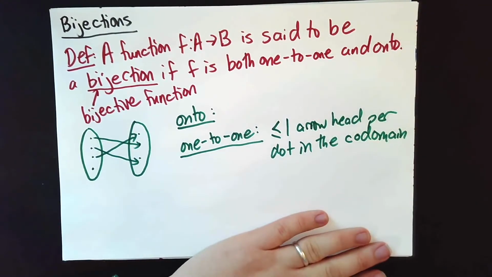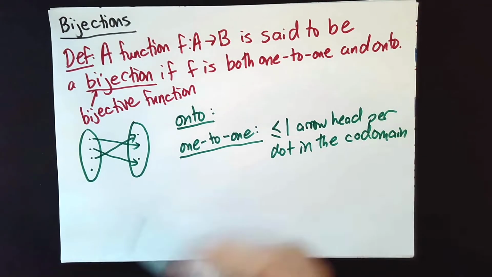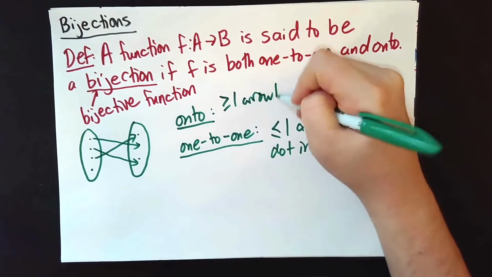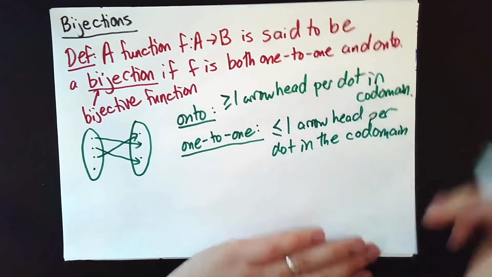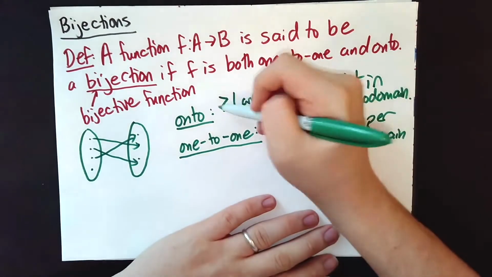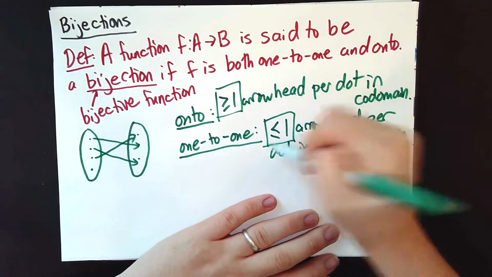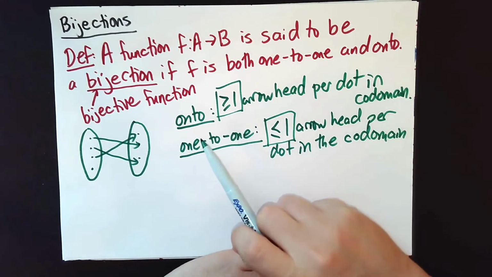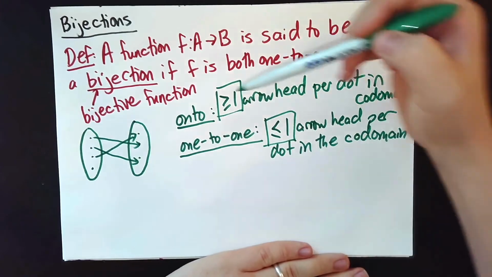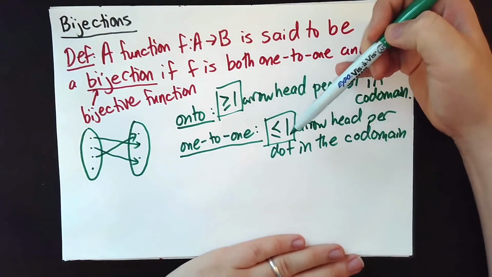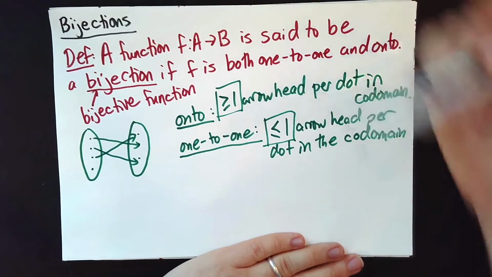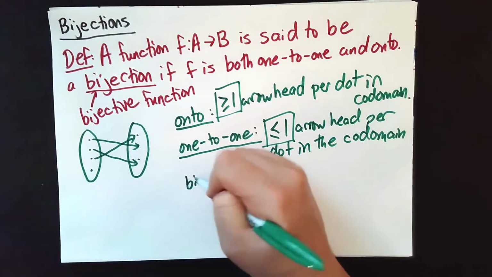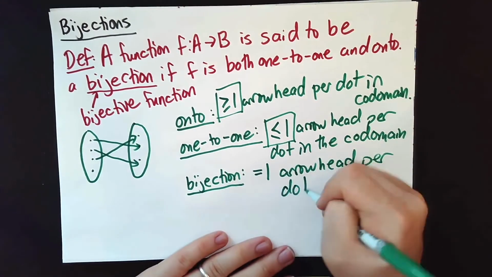On the other hand, if I look at what onto means, that every dot has an arrowhead pointed to it, so onto really means that there's greater than or equal to one arrowhead per dot. And so if you look at this greater than or equal to 1 and less than or equal to 1, then you get a really good sense really quickly of what exactly it is that being a bijection means. Namely, if a number has to be greater than or equal to 1 and less than or equal to 1, it has to in fact be exactly equal to 1. And so, in fact, what does being a bijection mean? One way to frame it is that being a bijection means that there's exactly one arrowhead per dot.